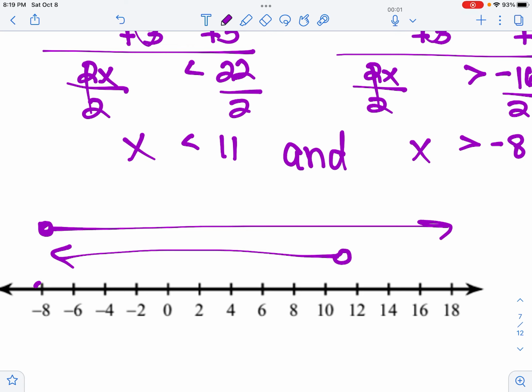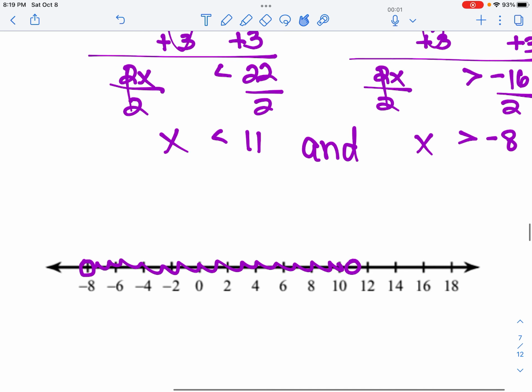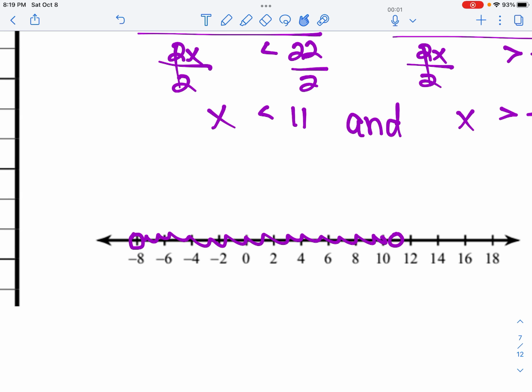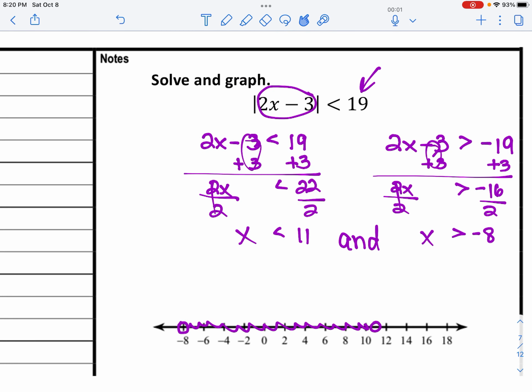So my final answer should be this on my number line. And then you can erase these then if you want. And now that's my answer. Okay, so that's how you solve those, right?